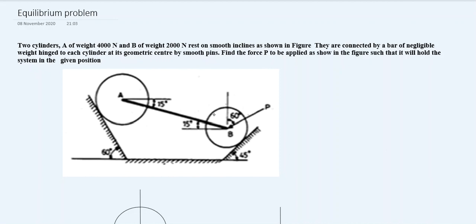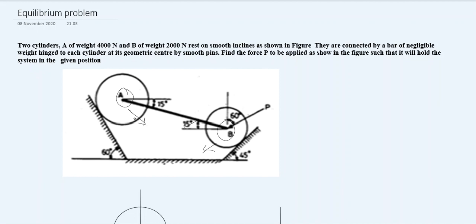So we have bar AB. This bar is hinged at its center. This bar is connected at this center, and this bar is connected at this center. Definitely this bar is under compression, because this roller tries to come inside the inclination, and this roller also tries to come inside the inclination. So definitely we have an action of compression.